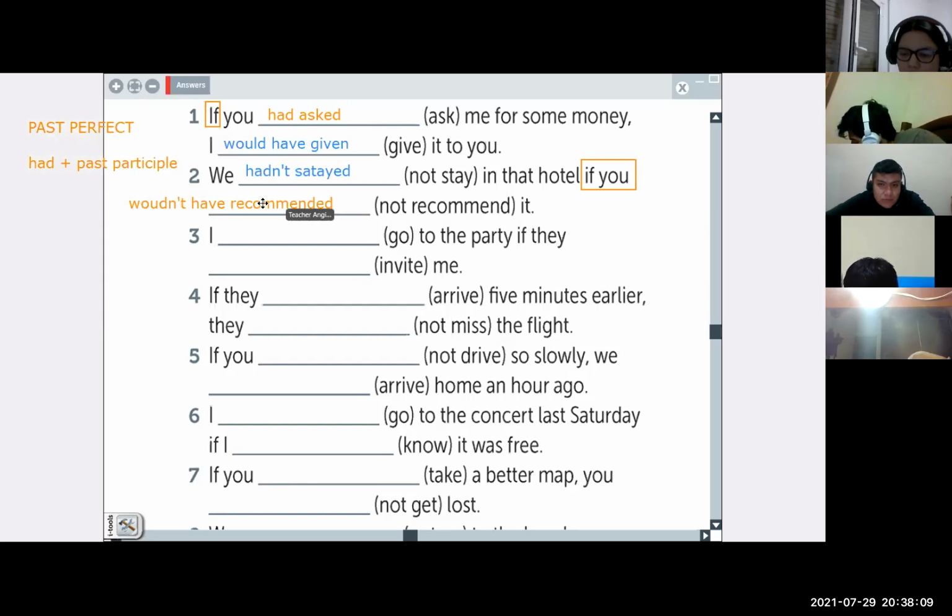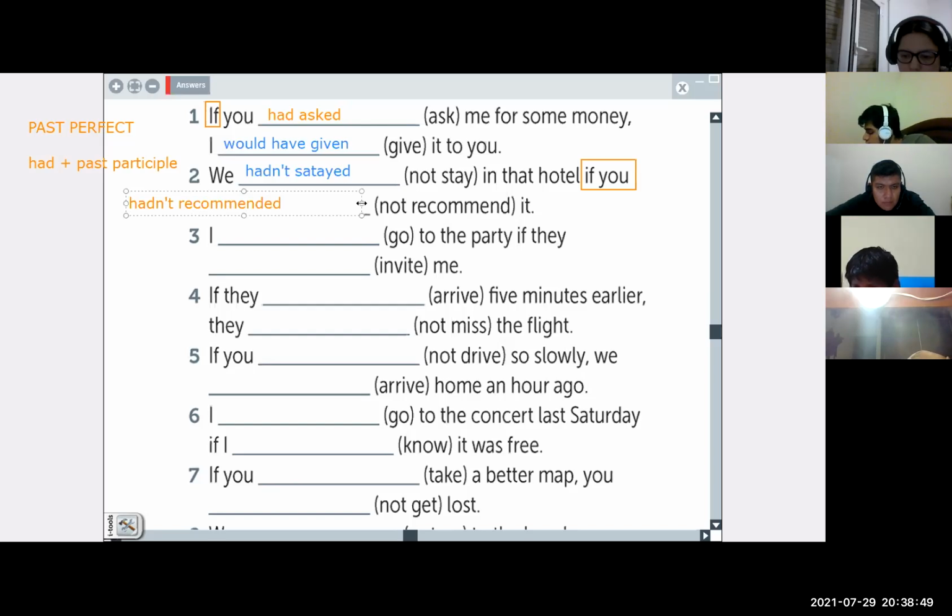Aquí está la parte del if, entonces tiene que utilizar el past perfect. ¿Cómo formaría el past perfect con este verbo? Not recommend. ¿Cómo lo formaría? If you hadn't, and the verb, recommended it. Recommended. Very good.